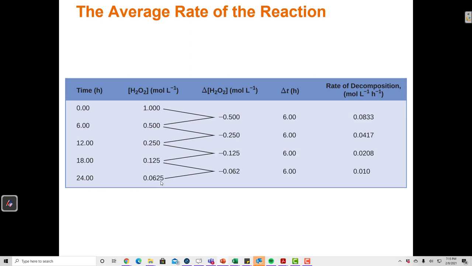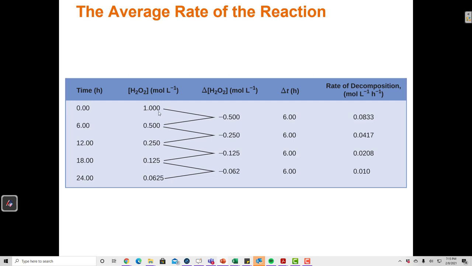6 hours later, 0.0625. So you can see that at the beginning of the reaction, I start with 100%, and I have 50%, and then 25%, and then 12.5%, and then 6.25%, and so on. In this case, this is how long this reactant takes to run out, right? And although it is getting cut in half every time, 1 to 0.5, and then 0.5 to 0.25, and then 0.25 to 0.125, so it's always half.